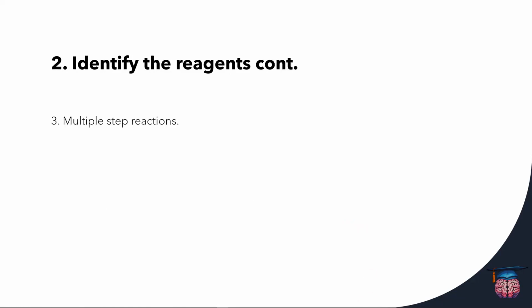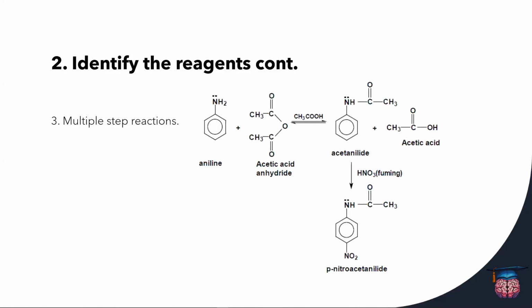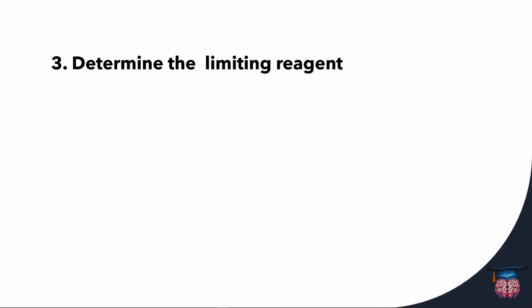Next, we have multi-step reactions. These sometimes make it a bit difficult to identify because it's easy to get confused when there is more than one reaction equation to take into account. Once we have identified our reagents, we can go and determine the limiting reagent. So how's this done? This is done by calculating the moles of all the reagents that we have identified previously and determining the smallest one-to-one ratio of these moles.